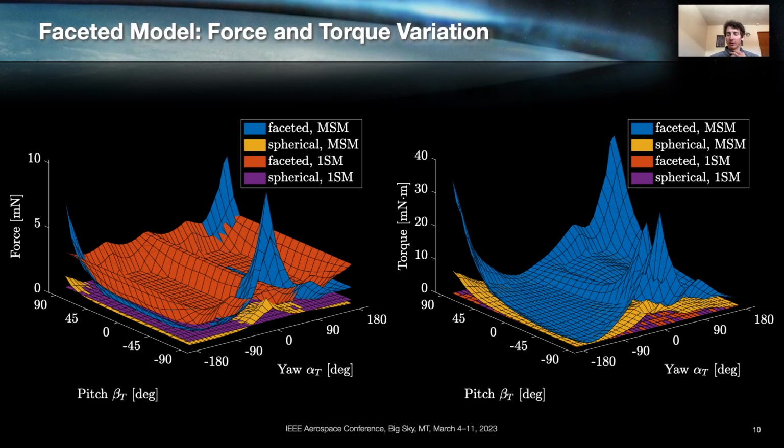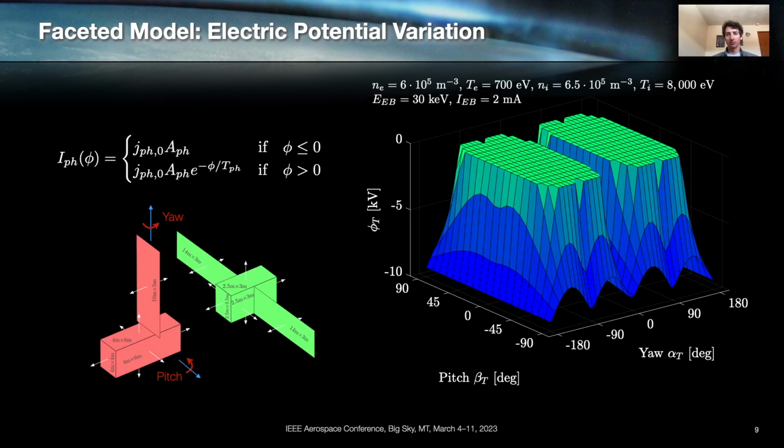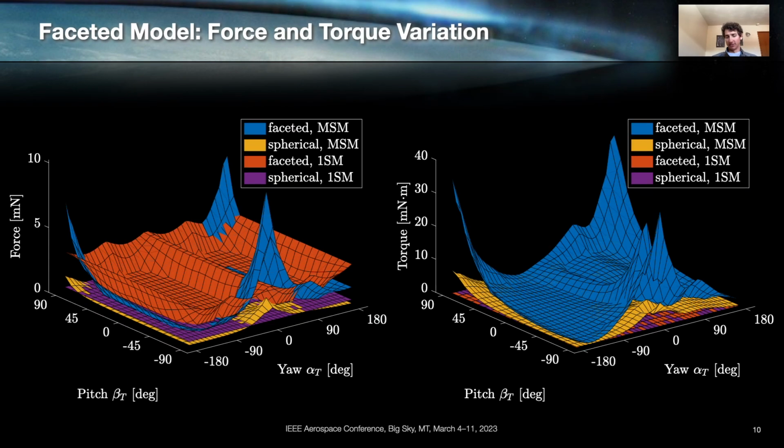Now for the multisphere model plots here, we have another variation, and that is due to the orientation of the spacecraft itself. For example, if the solar panel of the debris shown on the left is facing or pointed at the servicing satellite, then we have a stronger force. And that's what we see here with the yellow and the blue surfaces that have spikes or peaks for those corresponding orientations.